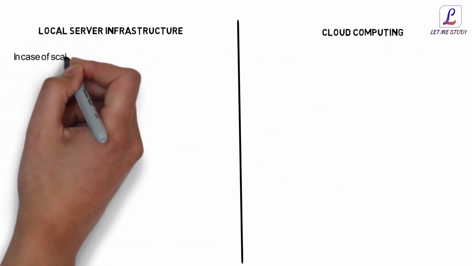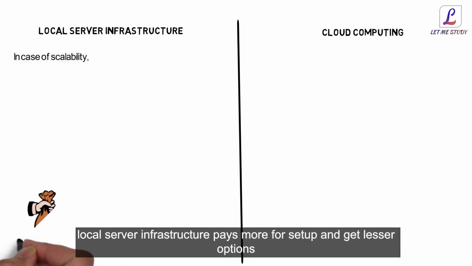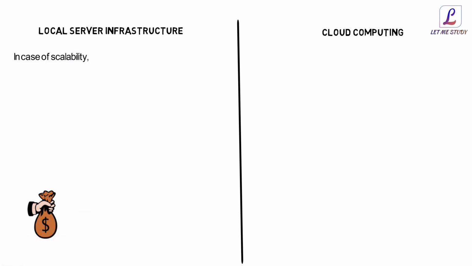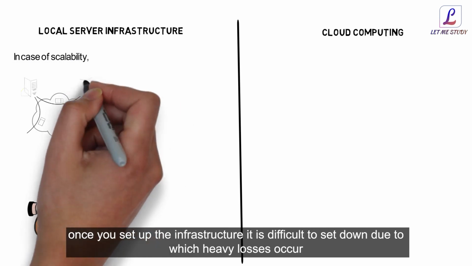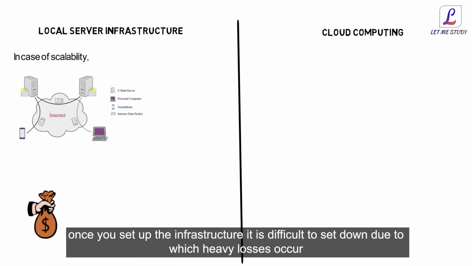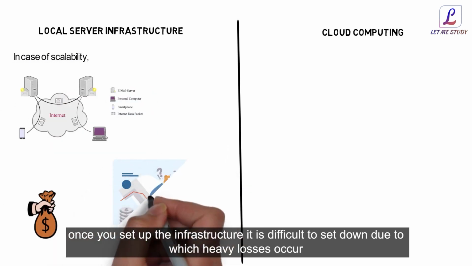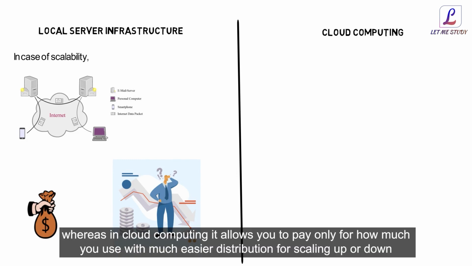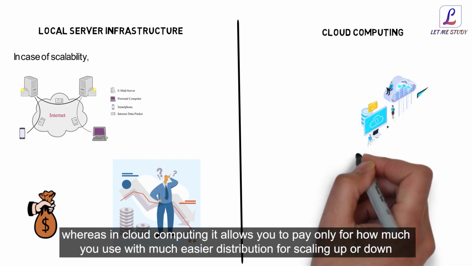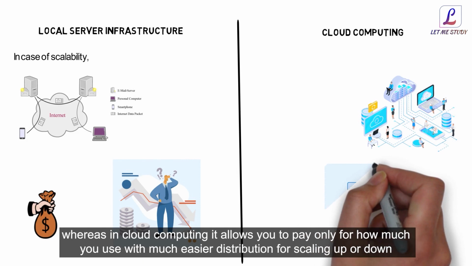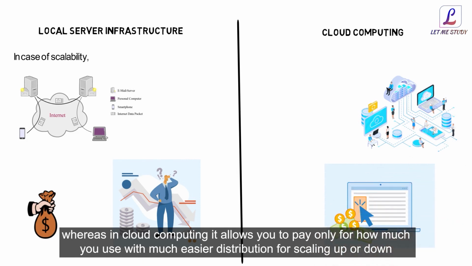In case of scalability, local infrastructure pays more for setup and gets fewer options. Once you set up the infrastructure, it is difficult to scale down, due to which heavy losses occur. Whereas cloud computing allows you to pay only for how much you use, with much easier distribution for scaling up or down.